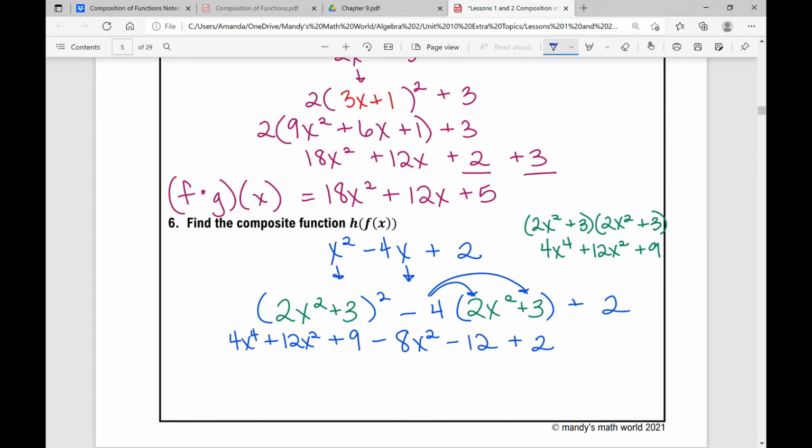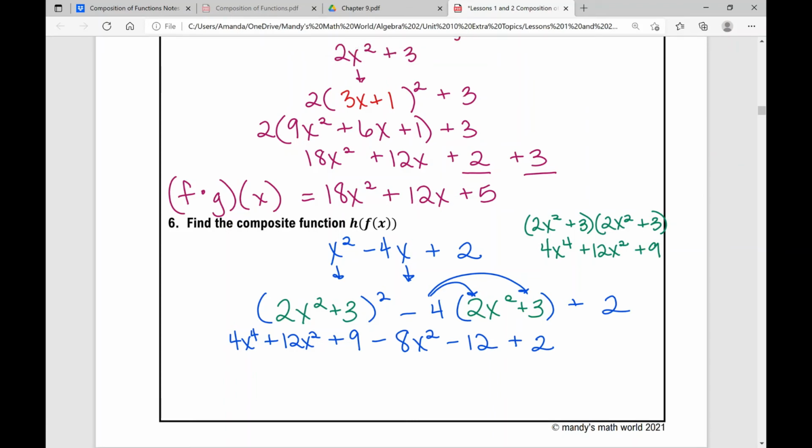And now we're just going to combine like terms here. And I'm going to start with my highest exponent first because we're going to write it in standard form. That's 4x to the 4th. And then I've got 12x squared, negative 8x squared. That combines to positive 4x squared. And then I've got positive 9 and negative 12 and positive 2 all combine to negative 1. And that represents the composed function h of f of x.